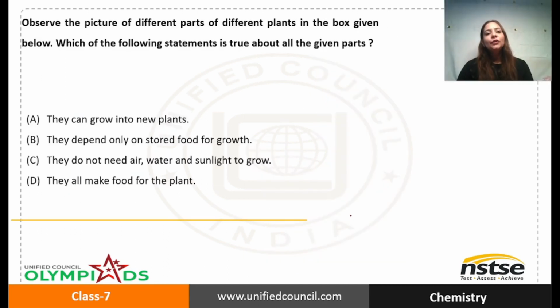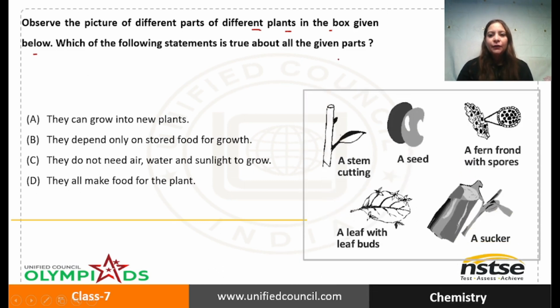Now we are going to start discussing the previous year biology questions. So let's start with it. The question says, observe the picture of the different parts of different plants in the box given below. Which of the following statements is true about all the given parts? And here we have the picture.